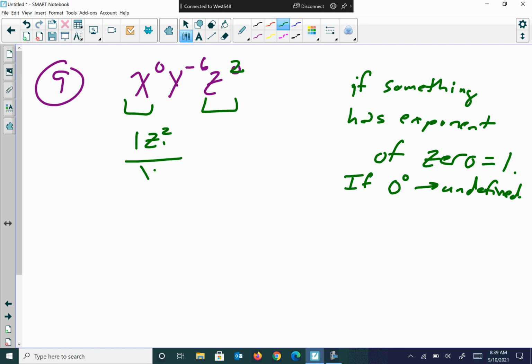Why am I going to move the y down? I have a negative exponent, so there's our answer. Why is the x just negative? Okay. Anything other than 0.